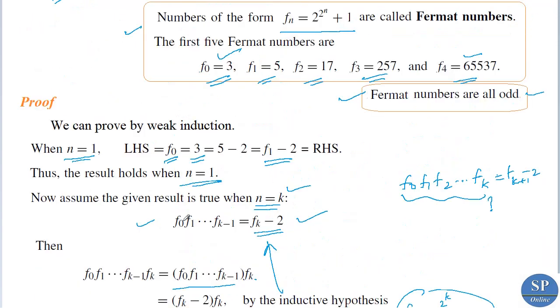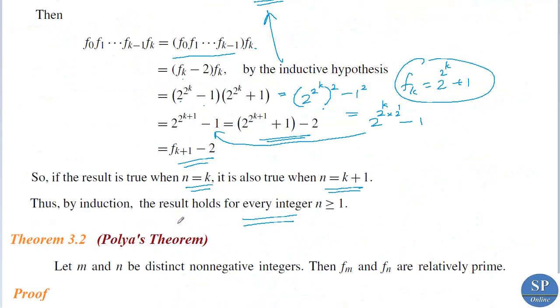So this is Duncan's identity. Now we have another theorem. This is Polya's theorem. The theorem states that if m and n are distinct non-negative integers, then Fm and Fn are relatively prime. That is, the GCD of Fm and Fn is equal to 1.